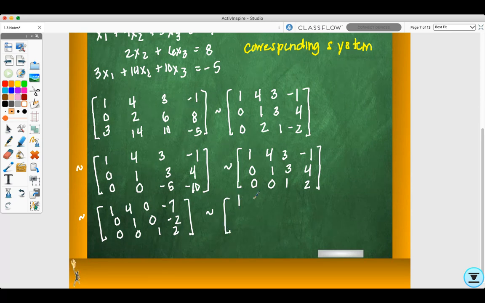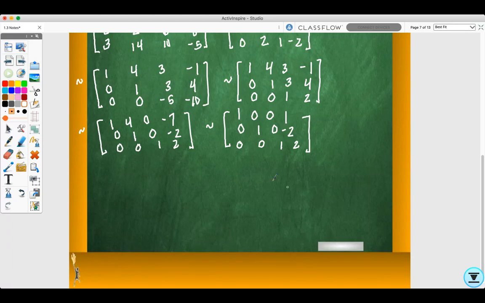And I get 1, 0, 0, 1. And then 0, 1, 0, negative 2. And I was left with 0, 0, 1, 2. So this gives me x1 equals 1, x2 equals negative 2, and x3 equals 2.